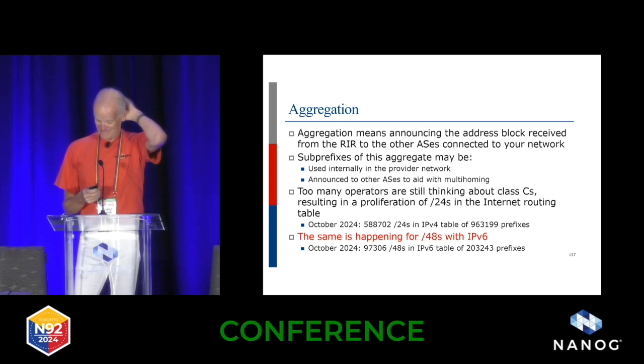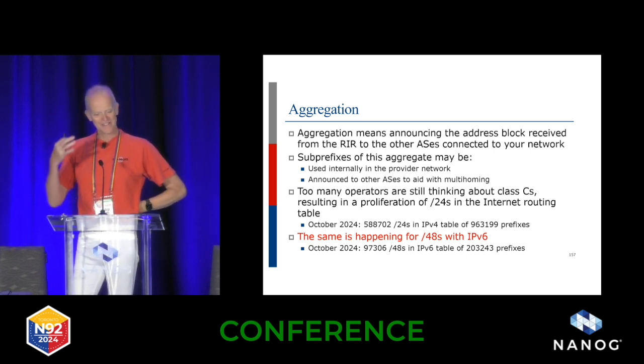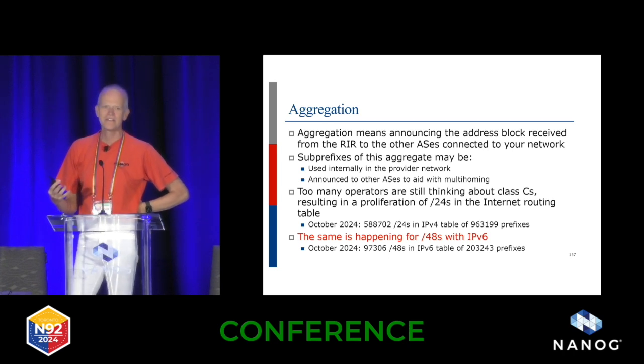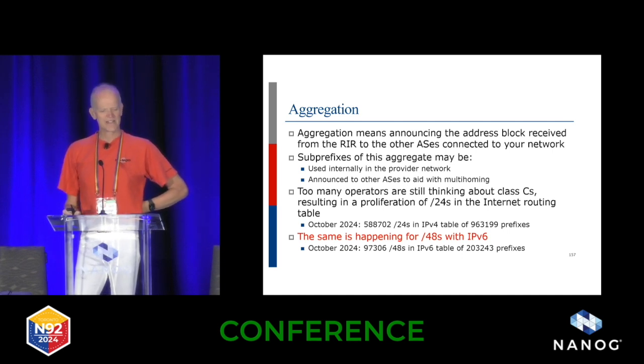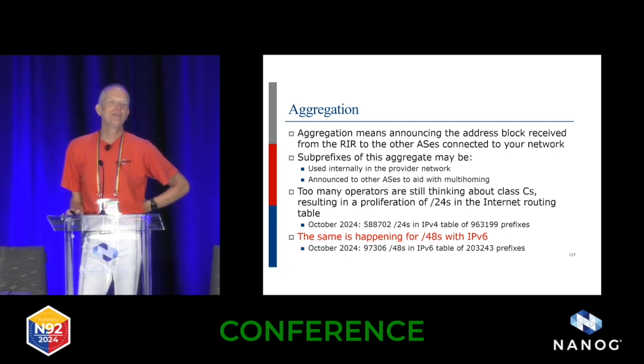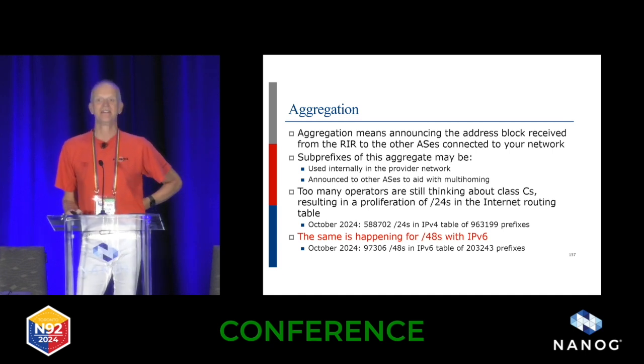This is what I don't know what to say, to be honest, because the size of the table today, what is it, about 960, 970,000 prefixes? And when I was updating the numbers here for the tutorial deadline, there are 588,000 /24s in that IPv4 table. Most of them are junk. They don't do anything, at least from all the views that I have. They are just there.